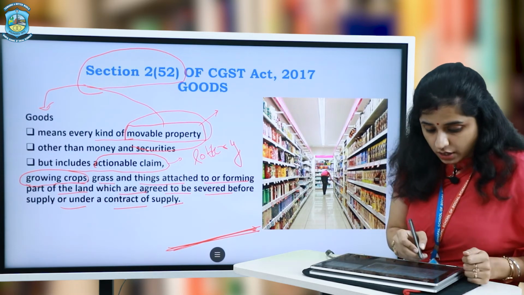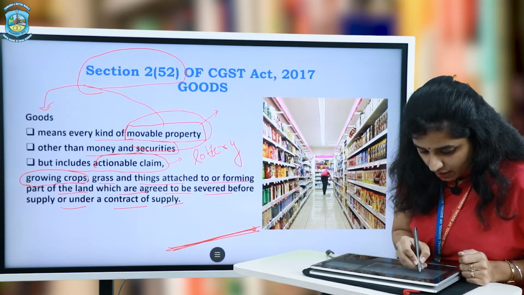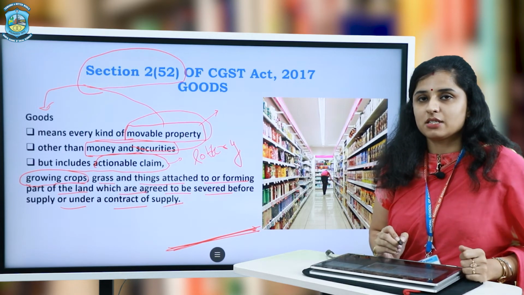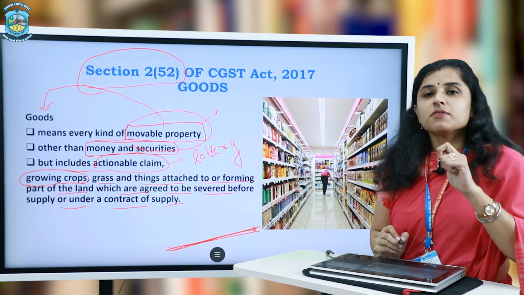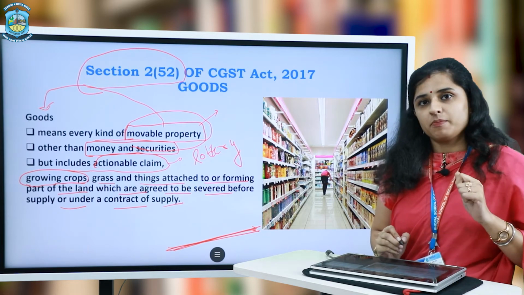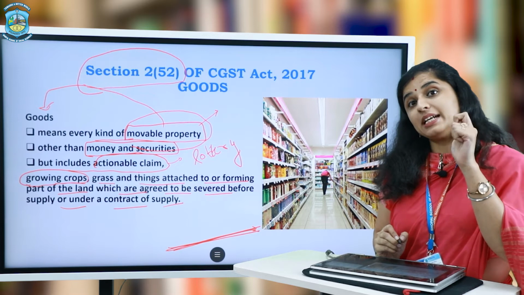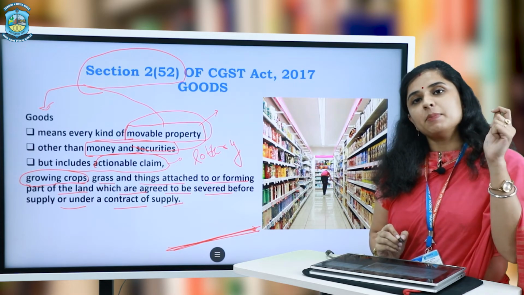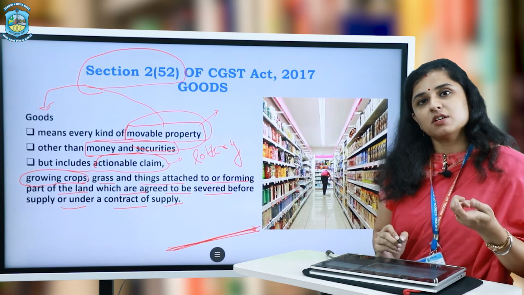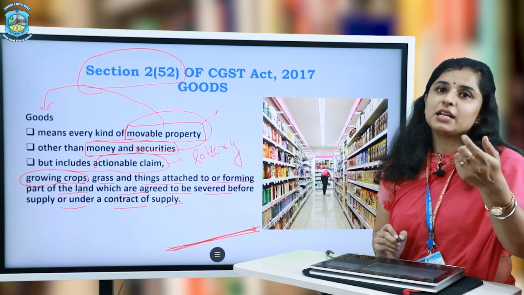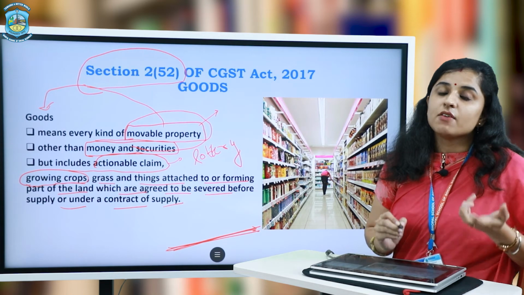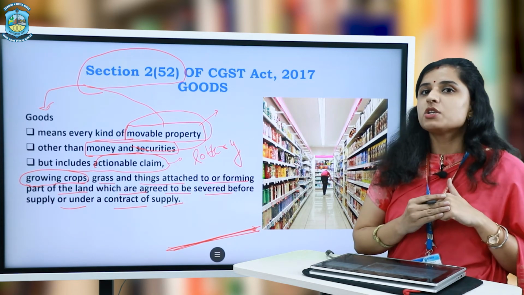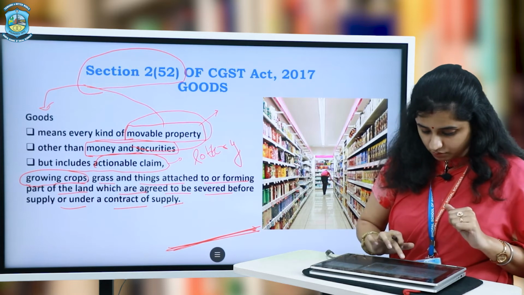But it does not include money and securities. So money and securities are out of the scope of GST. That means if you give somebody a rupee 10 note, you're not going to give GST on that. It doesn't happen that when we go and buy some goods and services, we say that on rupee 10 give the amount of GST. We only give the amount of GST on the goods and services which are procured by us.